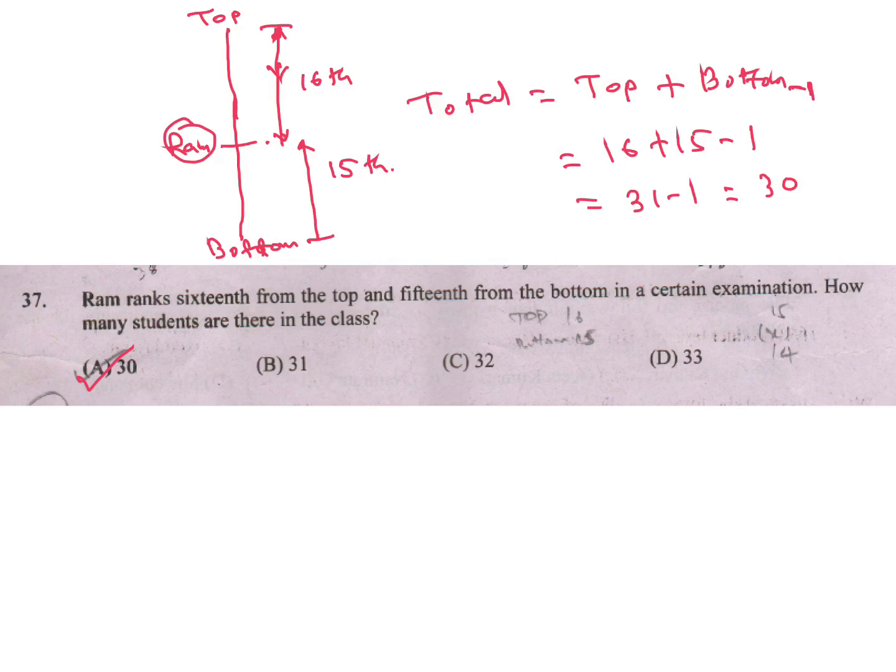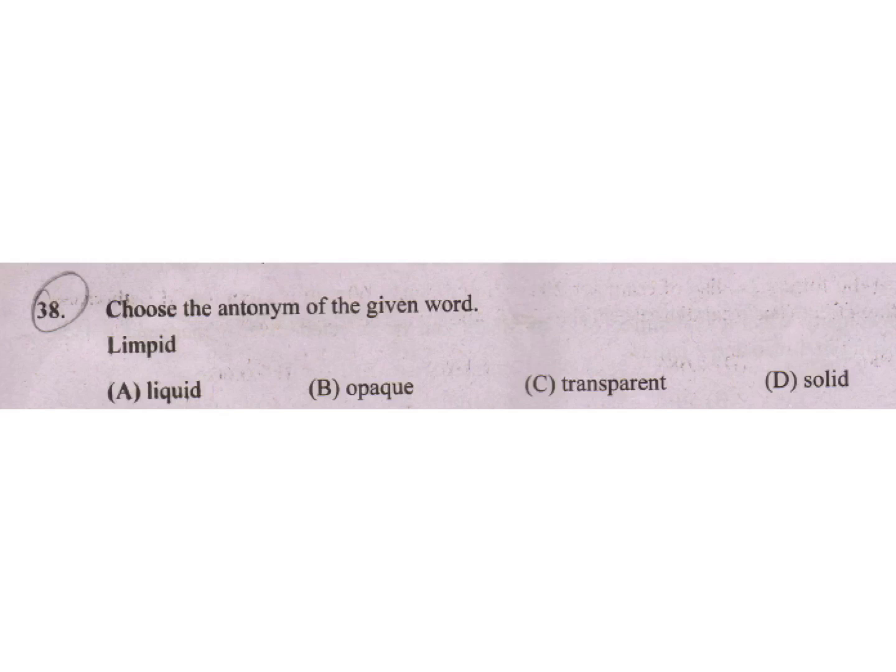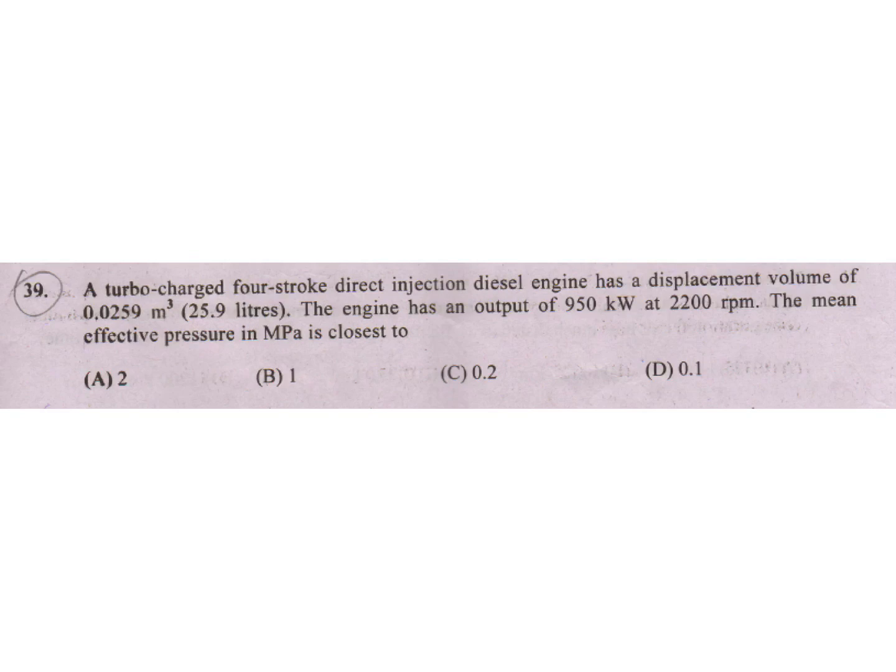Choose the antonym of the given word. Limpid. Antonym is opaque. Liquid and transparent, A and C, these are synonyms. This question it will take little bit time, but if your aptitude part is strong, then you can solve in less time.